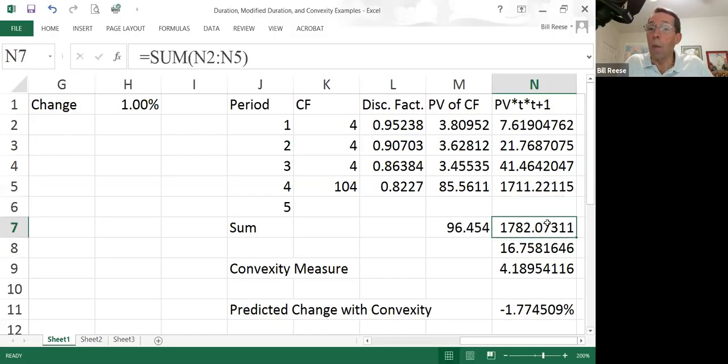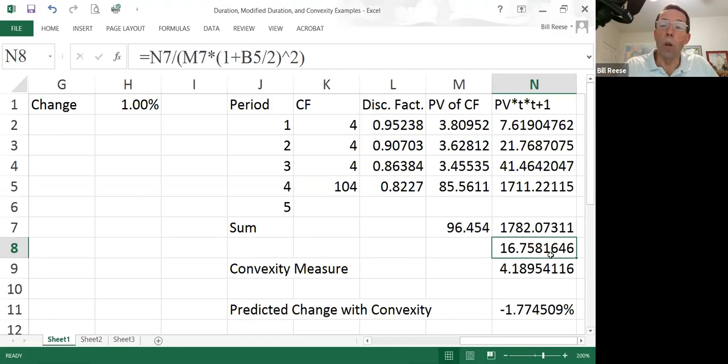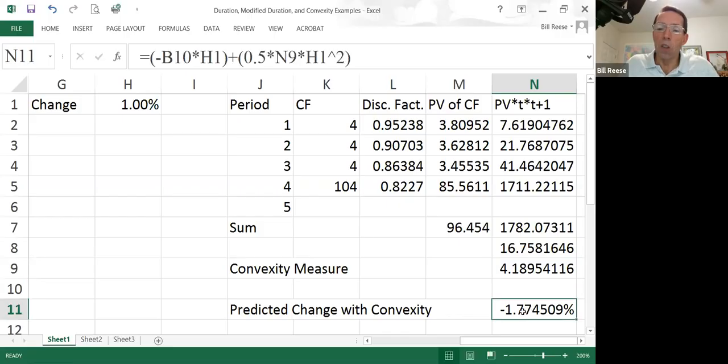Here we are summing them all up. And here we are dividing by the price of the bond times (1 plus R) squared, which gave us that number of 16.758, which we now need to divide by 4, because our periods were 1, 2, 3, 4, and 5 rather than 0.5, 1, 1.5, 2, etc. So our convexity measure is 4.1895.